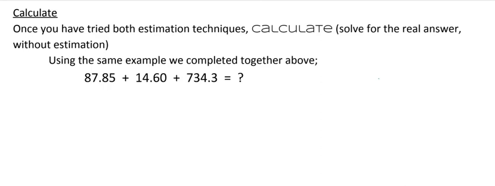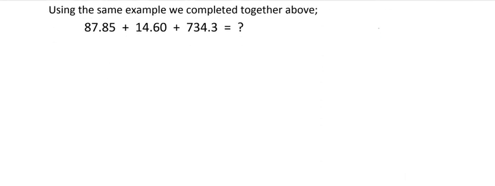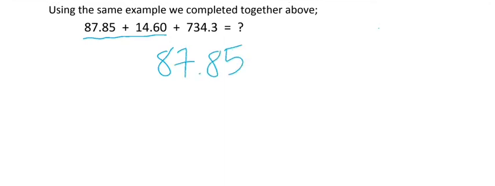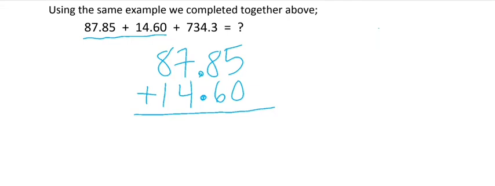Using the same example we completed together above, I find it easier to add two numbers at a time, so I'm going to add the first two together and then add them to 734.3. If you're confident with your adding, you can add all three at the exact same time. It just leaves a little bit more room for error. 87.85. Make sure that our decimal places line up when we put the 14.60 in there. This is all addition. Sometimes these signs can be different. We'll be learning about that later on in the unit, but in this one it's all addition.